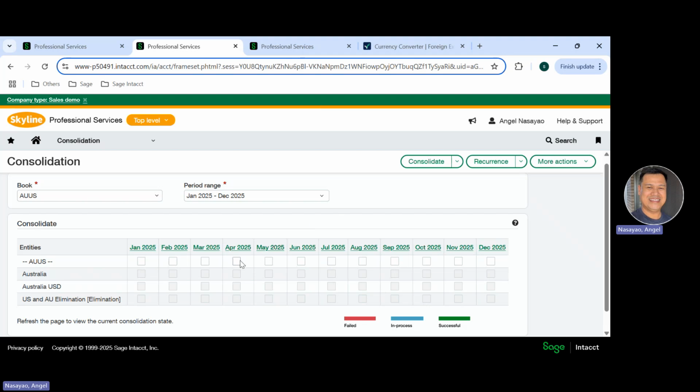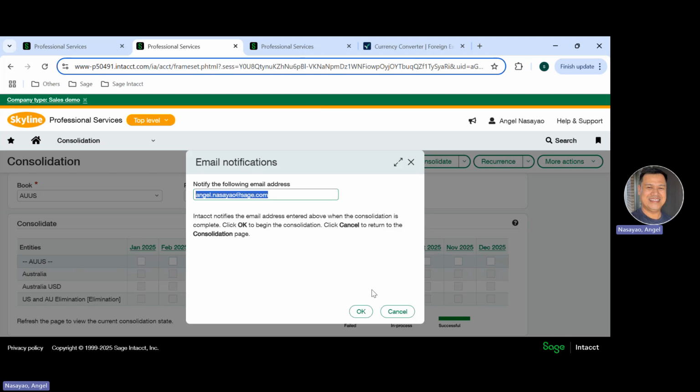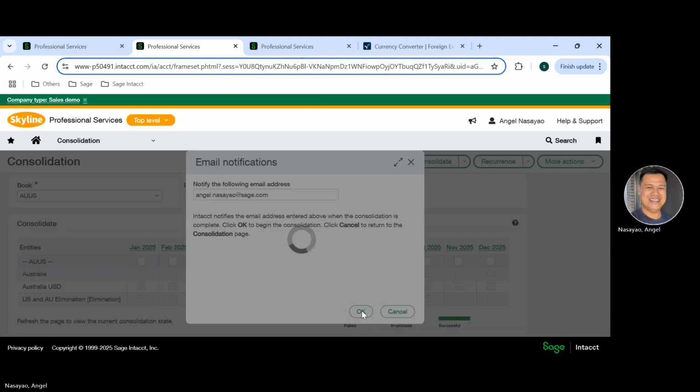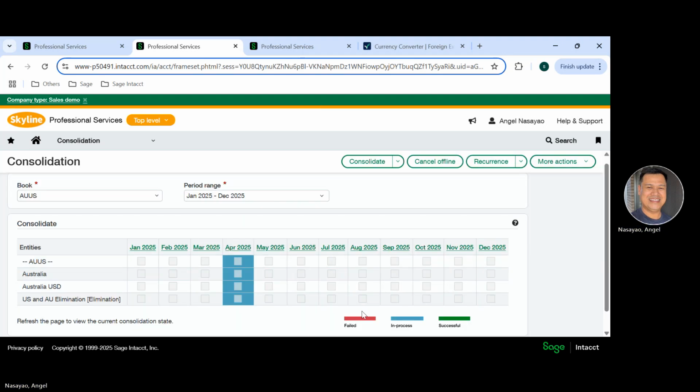So let's just consolidate first from April 2025. All right, and I'll just click on consolidate in here. Because my first transaction was May 2025, I can consolidate on April 2025, a month before, to ensure that the balances are okay. So it's in process at the moment.